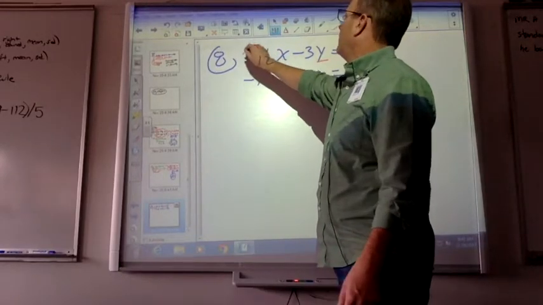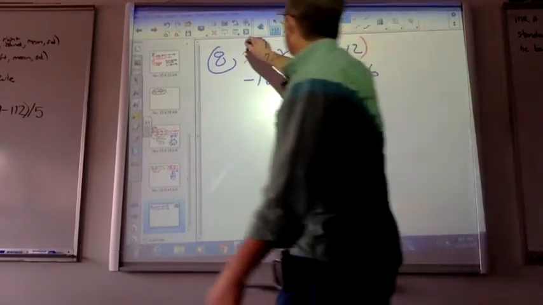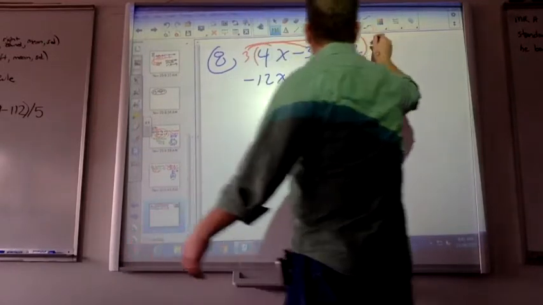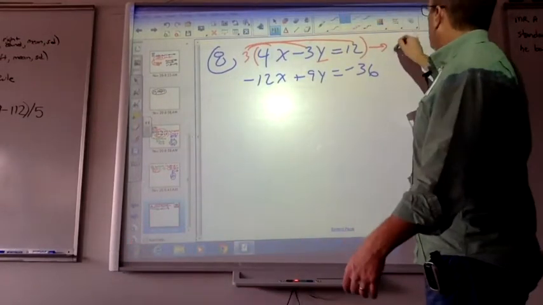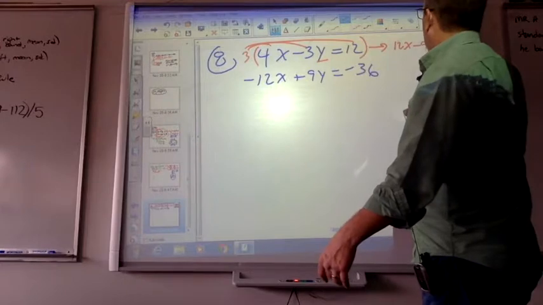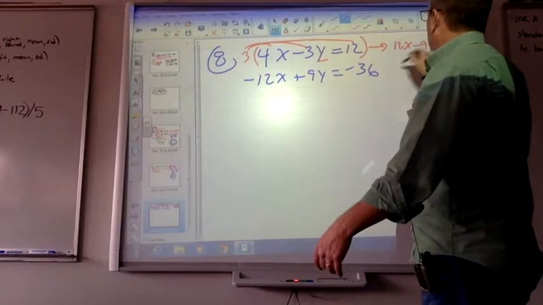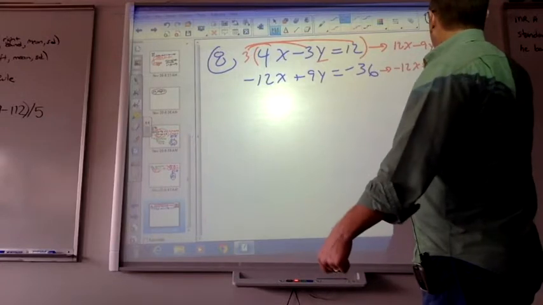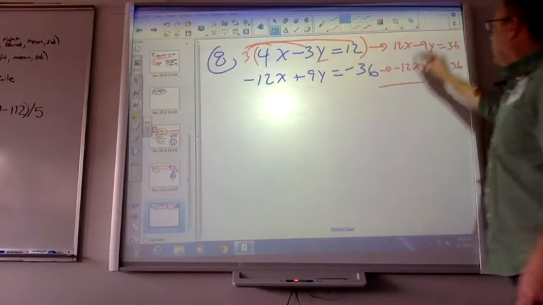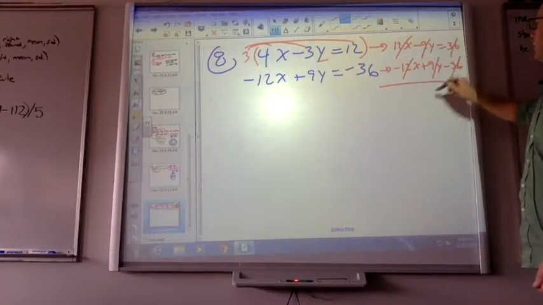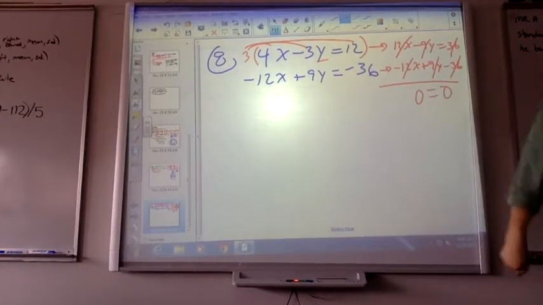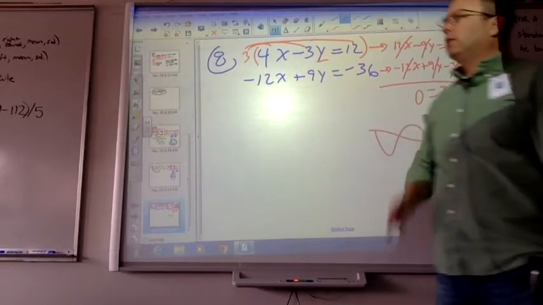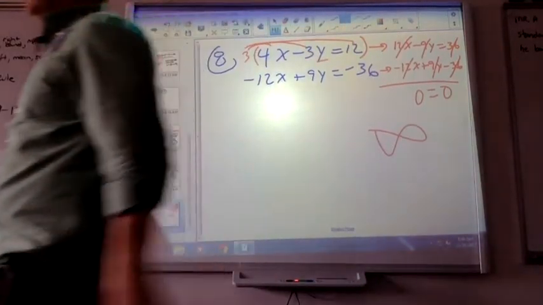So I'm going to multiply this whole top equation by 3. So that distributes here and here and here. That's going to give me 12x minus 9y equals 36. And then this bottom equation, we don't modify it at all. And everything cancels. We get 0 equals 0. True or false? True. So what can you tell me about the solutions? Infinite. Infinite solutions. It's the exact same line. Lies on top of itself.